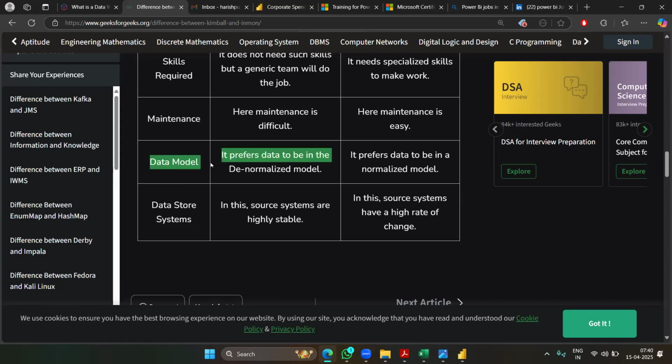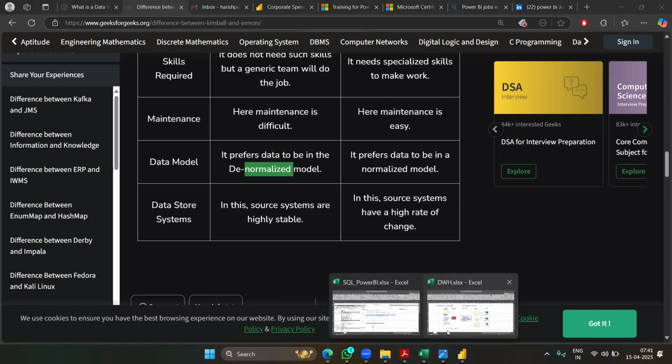Data model. This is a very important thing, right? It prefers data to be in the denormalized model. It prefers data to be in the normalized model, right? Now, I hope these normalized and denormalized are new words you are hearing. To give you a detailed understanding of what it means by normalized and denormalized, let me show you some tables here.